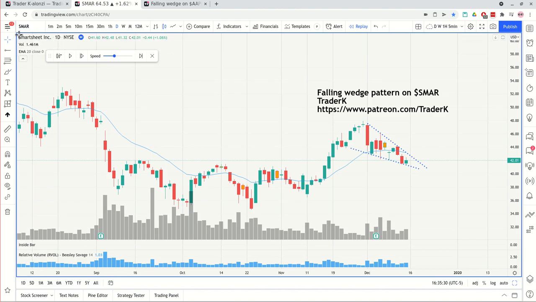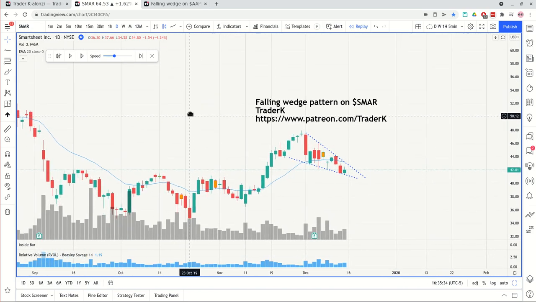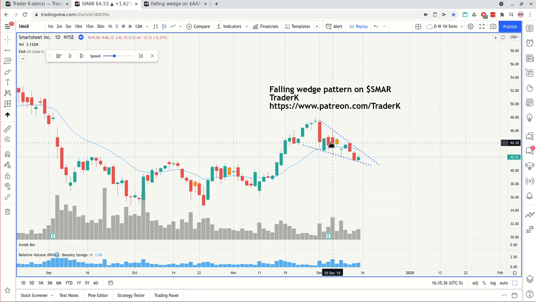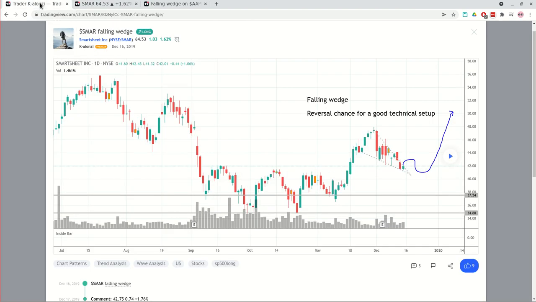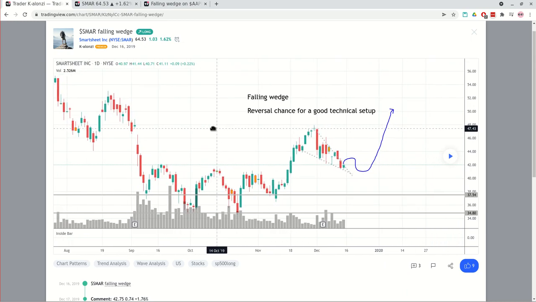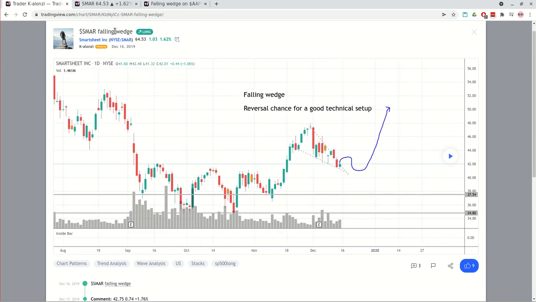And here we have SMAR stock, and a beautiful pattern has formed back in 2019, and I placed this chance too on my TradingView ideas page here. SMAR falling wedge, December 16th 2019, and this is all before the stock moves.